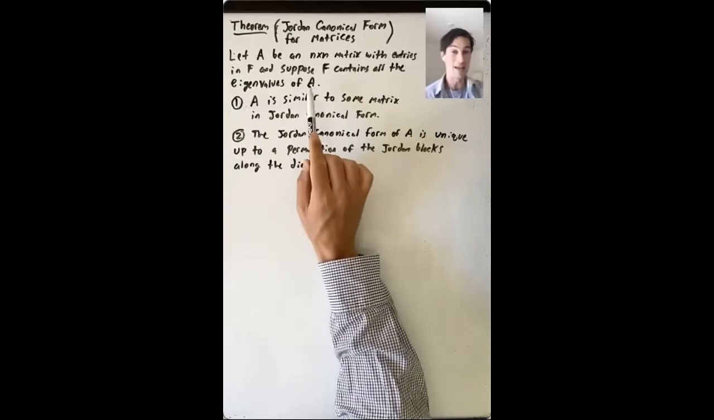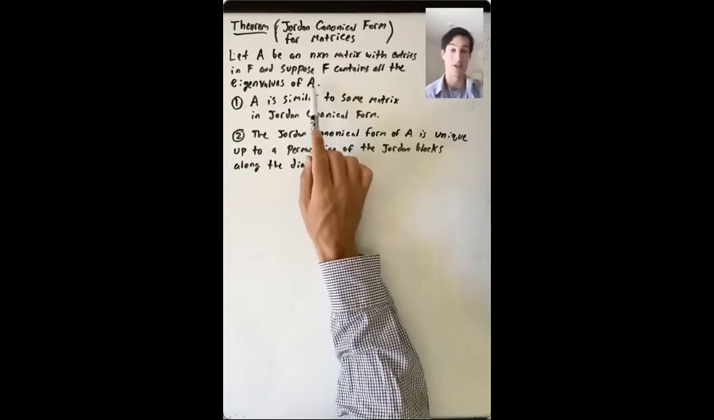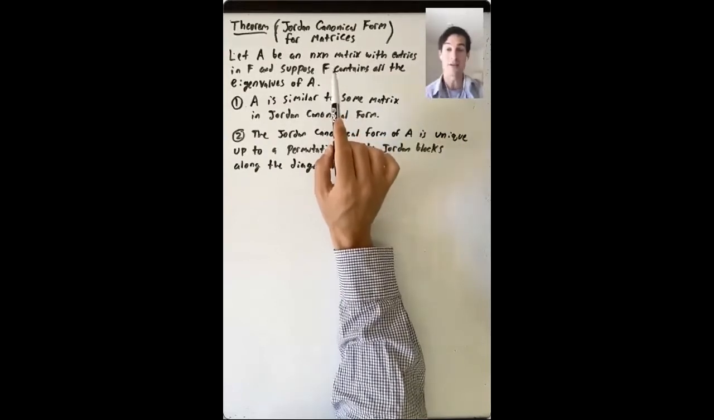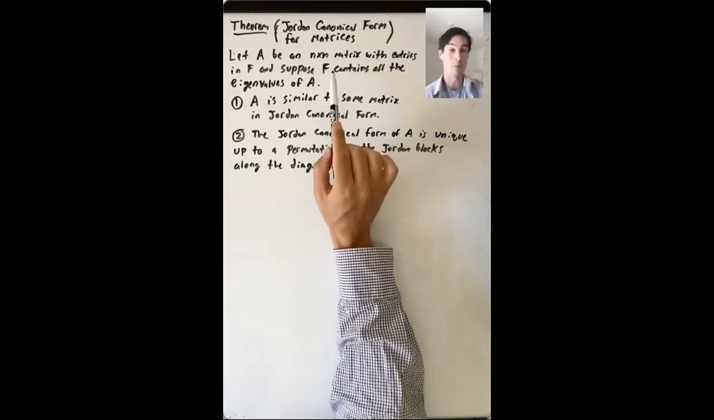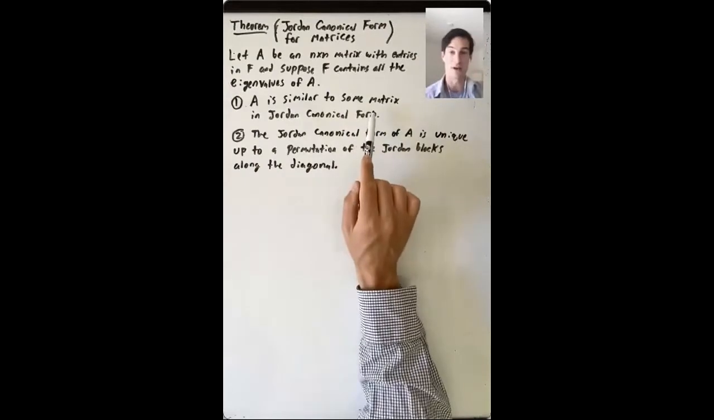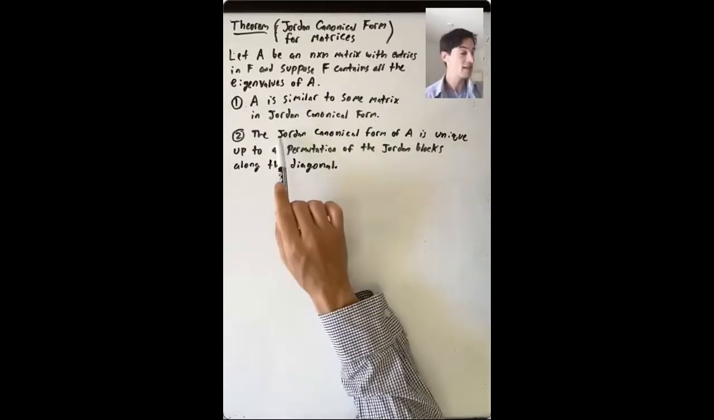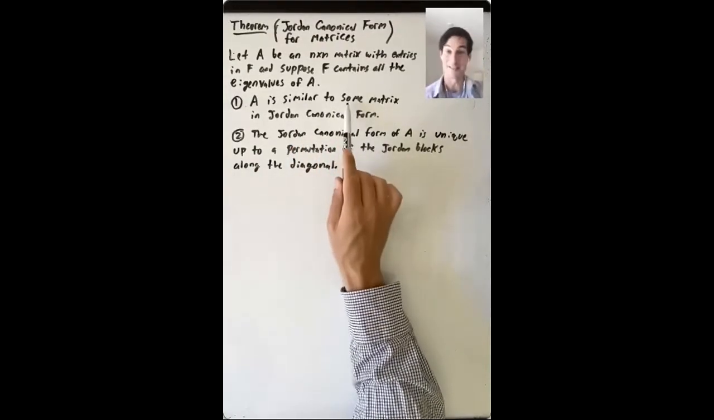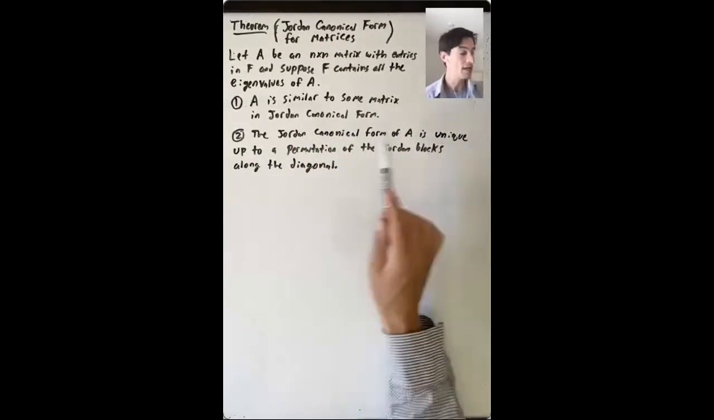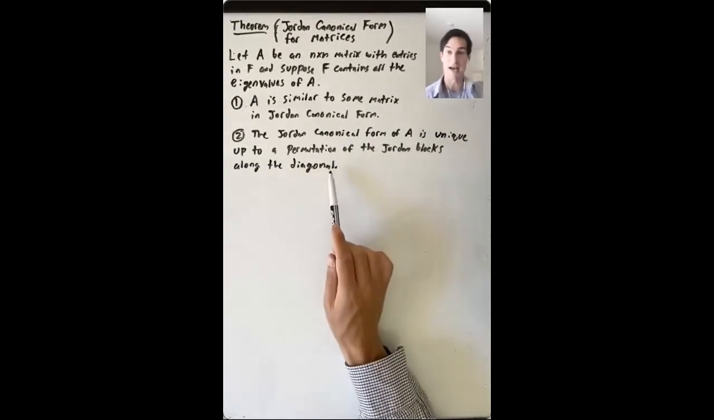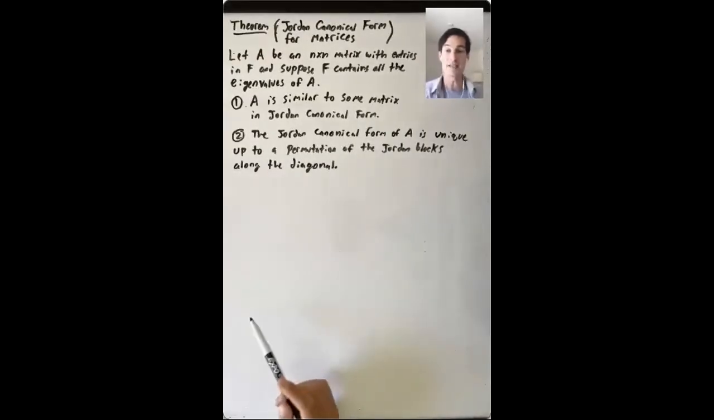So we know that A has a rational canonical form. It has a bunch of invariant factors. This is going to ensure that those invariant factors factor into products of powers of linear polynomials. So the first statement is that A is similar to some matrix in Jordan canonical form. And the second is that the Jordan canonical form of A, this matrix that A is similar to that's in Jordan canonical form, is unique up to a permutation of the Jordan blocks along the diagonal. And how do you prove these things?